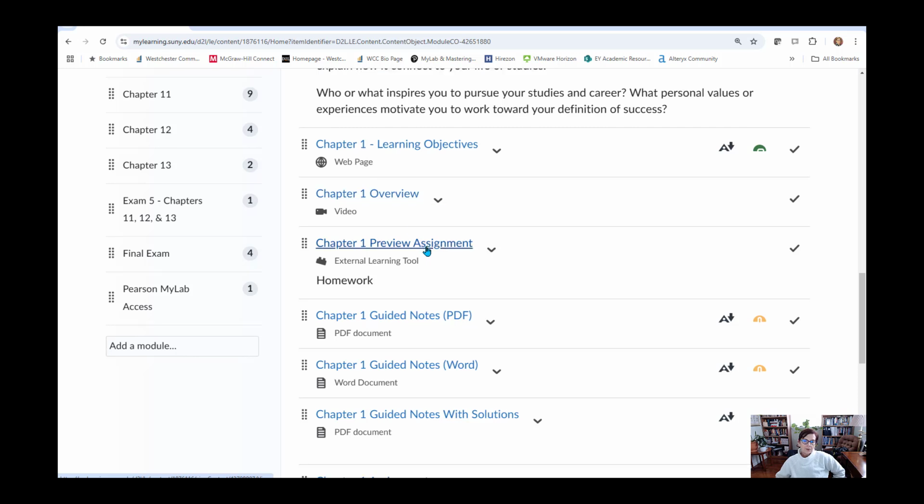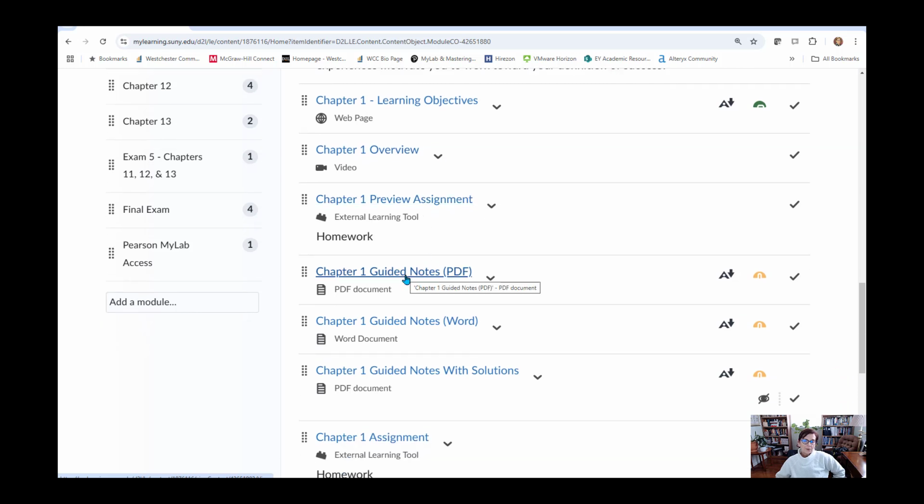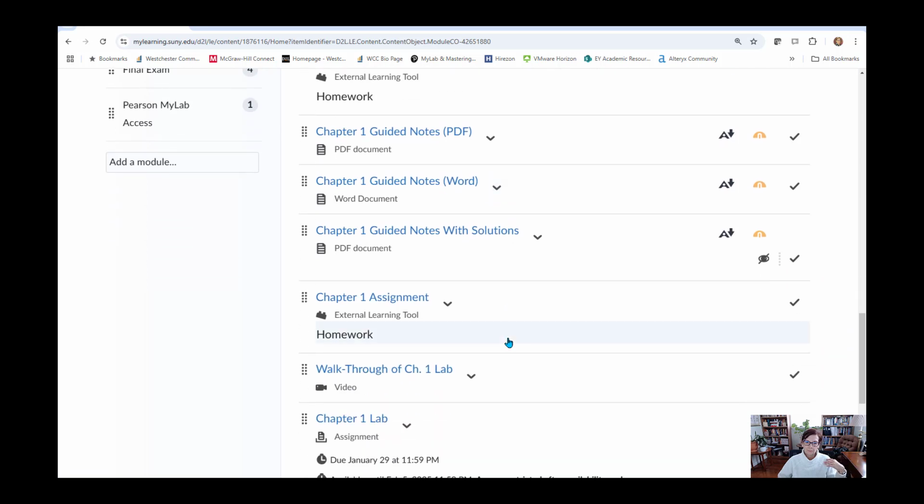Then you have a preview assignment. Guided notes are very important. That is the place where you're going to get some practice, and I walk you through all the material in the chapter. And here are the solutions for that. I highly recommend that whenever possible, you do problems and exercises without looking at the book, because that's how you learn it, and also that gives you feedback that you find out what you know and what you don't know, right? If you can't solve the problem without looking, then you know you don't know that material.